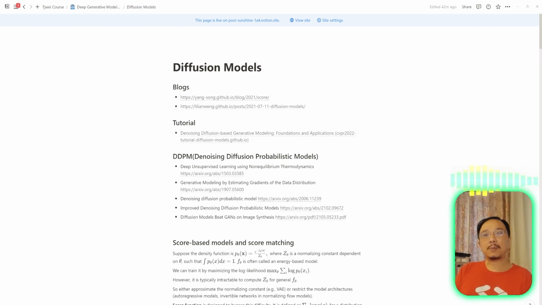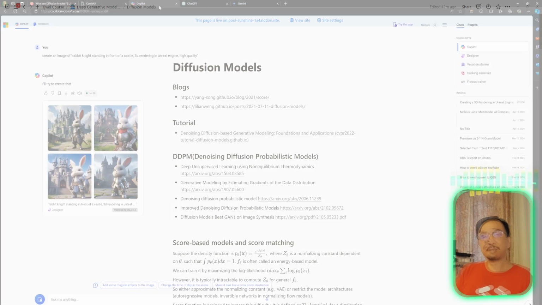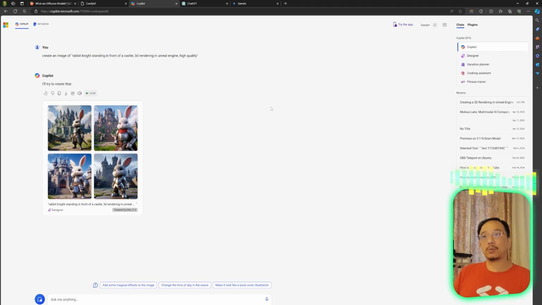I believe that many of you have already tried it before, but for the sake of completeness, I'm going to show some usage of the diffusion models, so that just in case you haven't heard of it before, you can have an idea of what it is. One way to use it is to use some online AI services. A lot of AI services are specifically for generating images, like Runway ML.